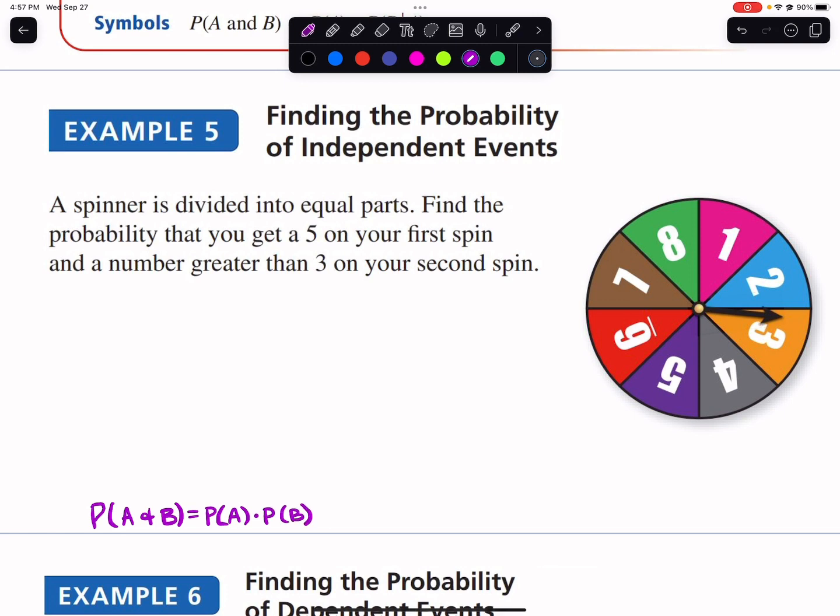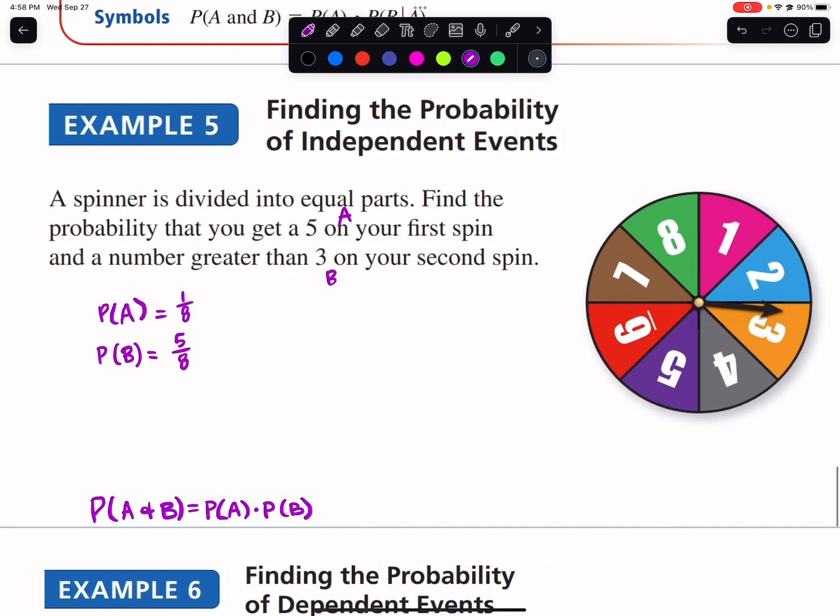So find the probability that you get a 5 on your first spin, so A, and that you get a number greater than 3 on your second spin, so that'll be B. So probability of A, that I get a 5 on my first spin, there's only one 5 out of 8 total sections. So that'll be 1 over 8. The probability of B, so that I get a number greater than 3, that's going to include 4, 5, 6, 7, and 8. All of these sections. So that's going to be 5 out of 8 sections.